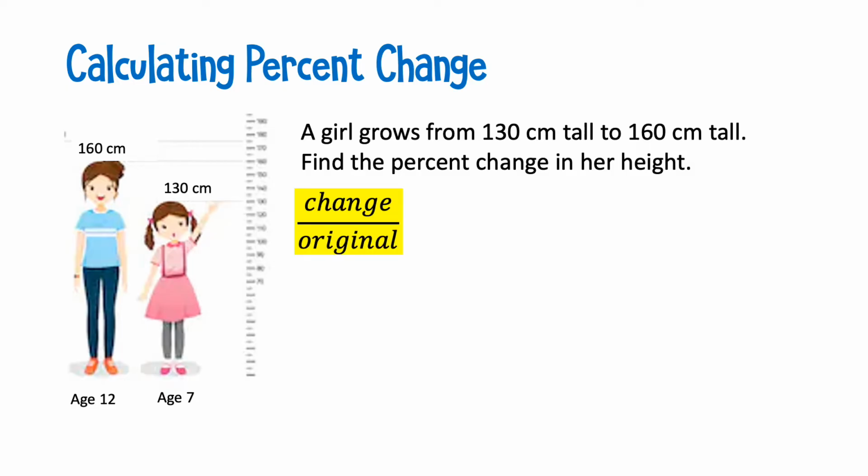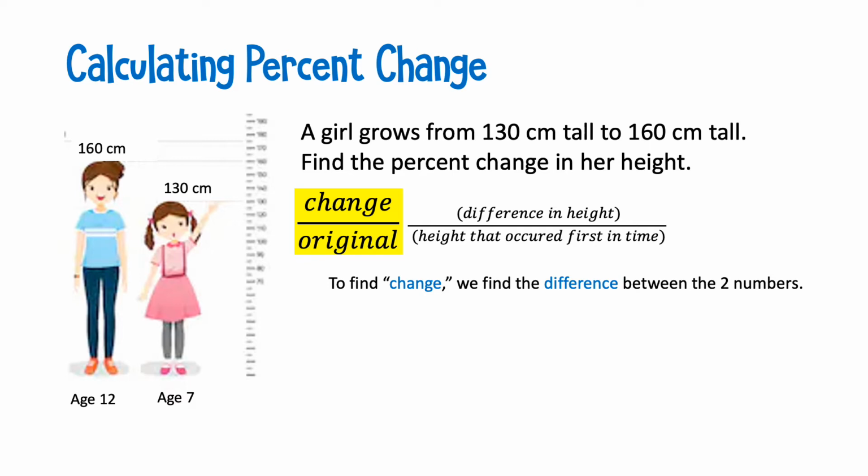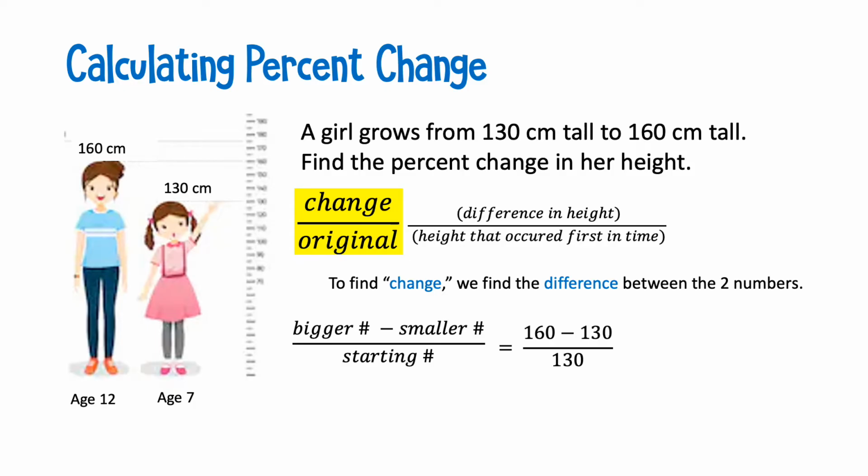To find percent change, we take the change in the numbers and divide it by the original number or the starting number in the situation. The difference in height divided by the height that occurred first in time. To find the difference between two numbers, we subtract the big number minus the small number, divided by the starting number. The big number minus the small number is 160 minus 130.